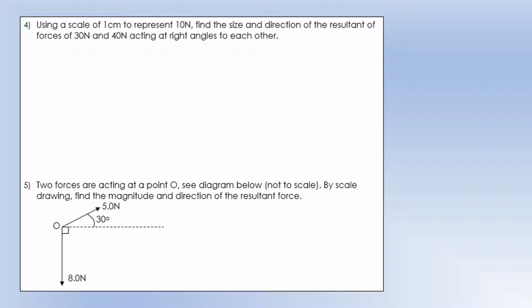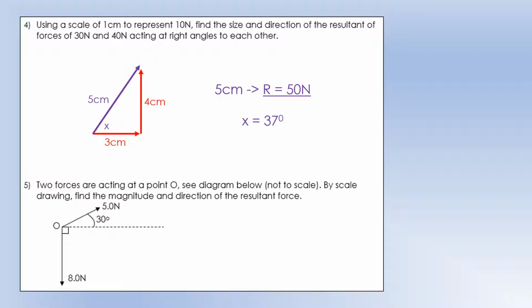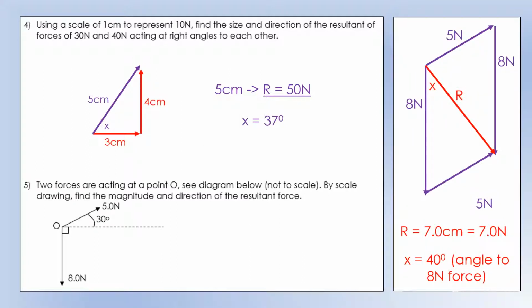Using a scale of 1 centimeter to represent 10 newtons, find the size and direction of the resultant force of 30 newtons and 40 newtons. So 30 newtons is going to be a 3 centimeter line, 40 newtons is going to be a 4 centimeter line. So those of you who know your maths should know that the hypotenuse is going to be 5, because we've got a 3, 4, 5 triangle. But we can actually take the measurements from it. So I got PowerPoint to tell me how long that arrow was, 5 centimeters, which means the force is 50 newtons. And then the angle you just measure using a protractor, and with the angle you can see I've given it to the 3 centimeter force.